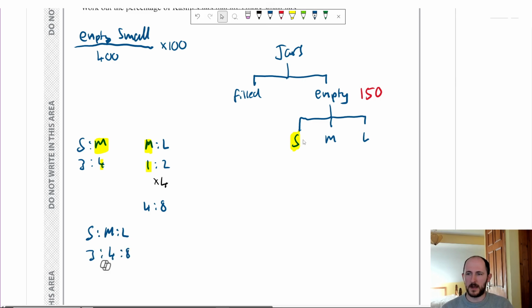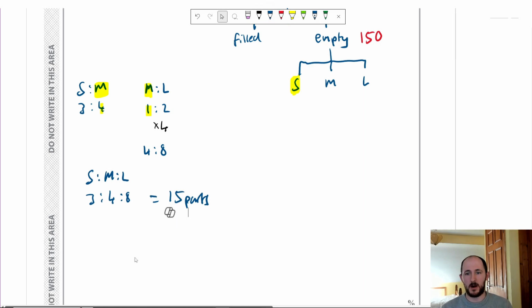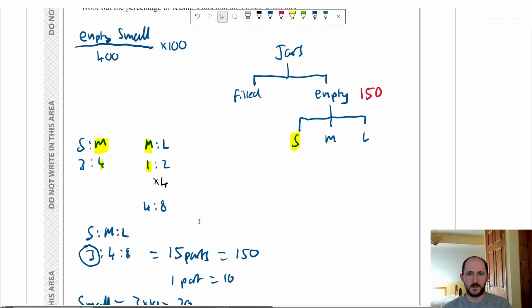Beautiful. So now if we're working out the number of small jars, well, if we add these numbers up, 3 plus 4 is 7, plus 8 is 15. We are sharing 150 empty jars into 15 equal parts. So 15 parts equals 150, 1 part equals 10. We are interested in the number of small jars, so small gets 3 parts. So therefore we have 30 small jars.